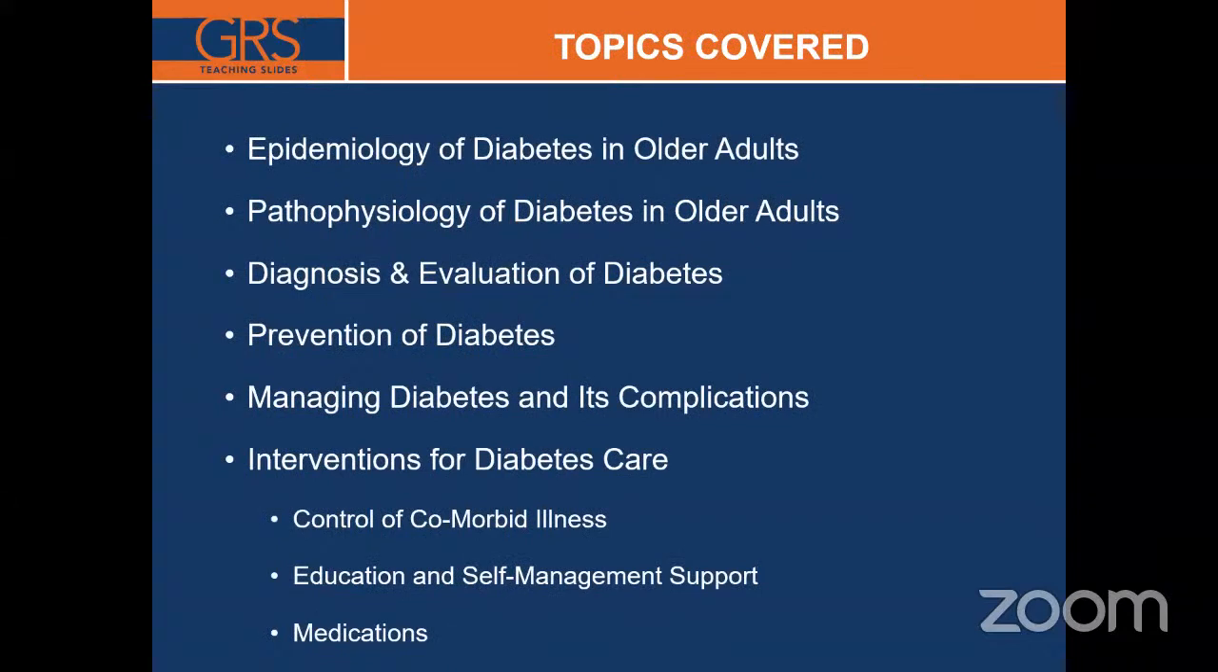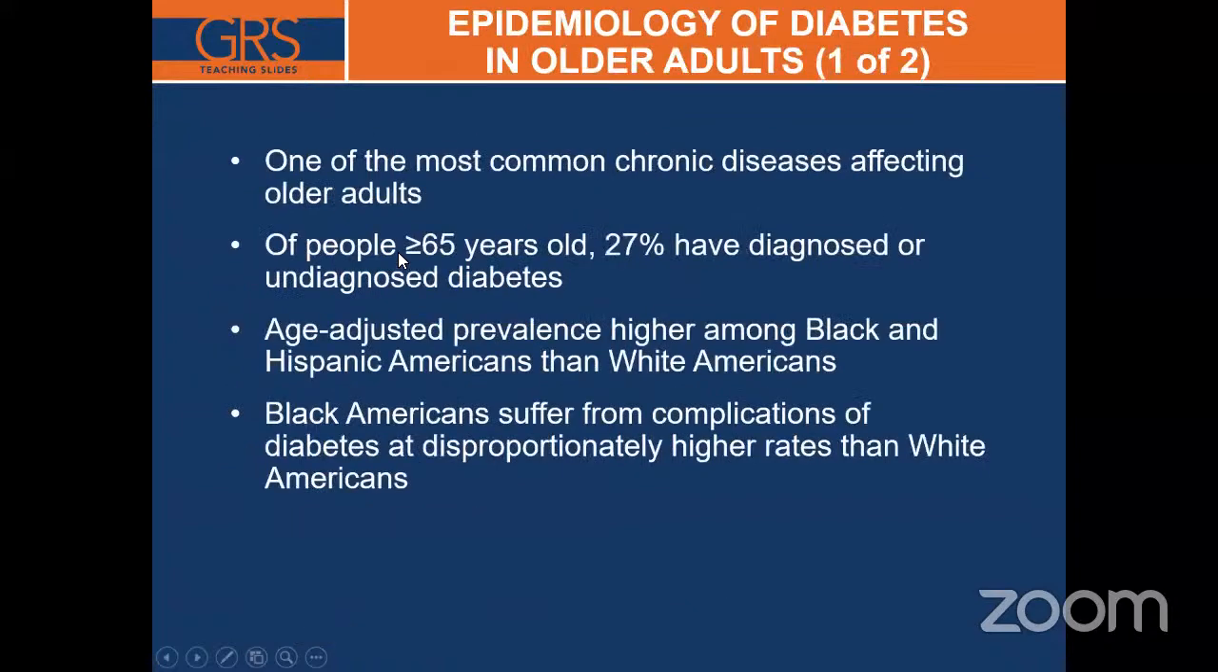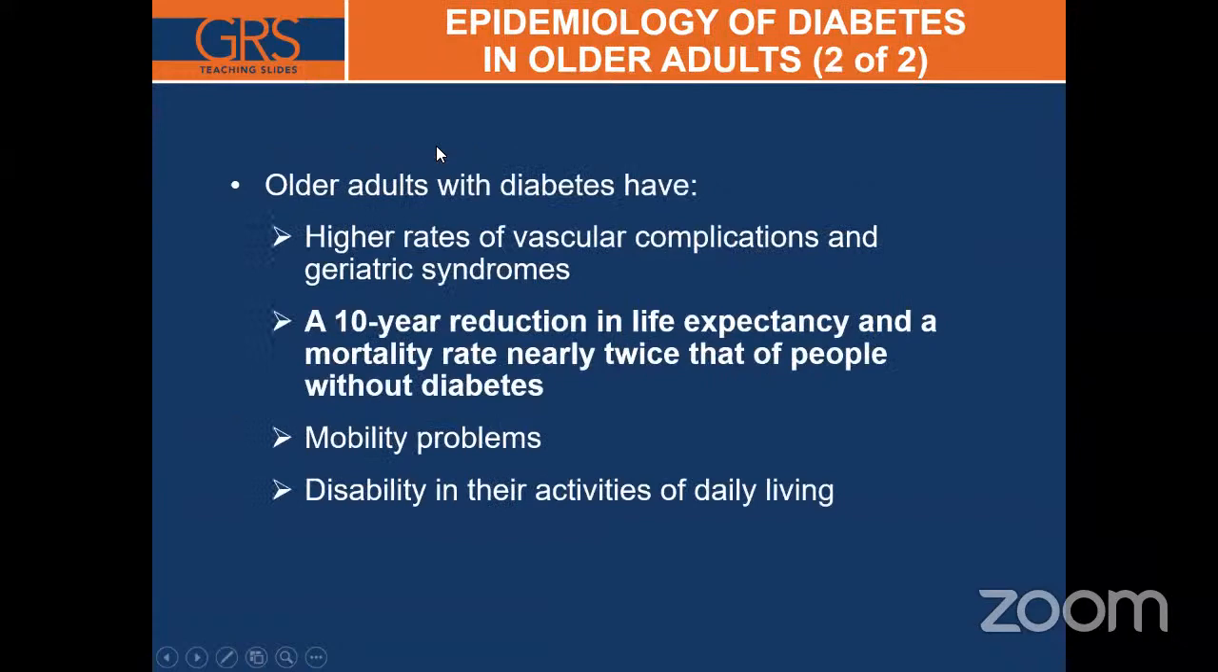So, epidemiology of diabetes in older adults, we will also describe pathophysiology of diabetes in older adults, diagnosis and evaluation of diabetes, prevention of diabetes, managing diabetes and its complications, and interventions for diabetes care, which include control of comorbid illness, education and self-management support, and medications.